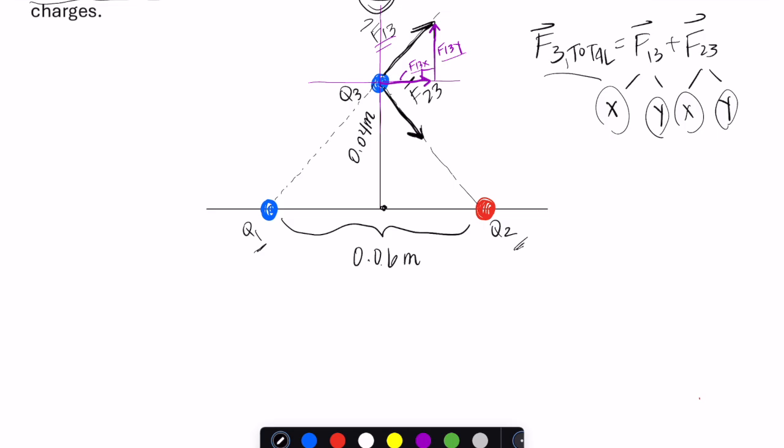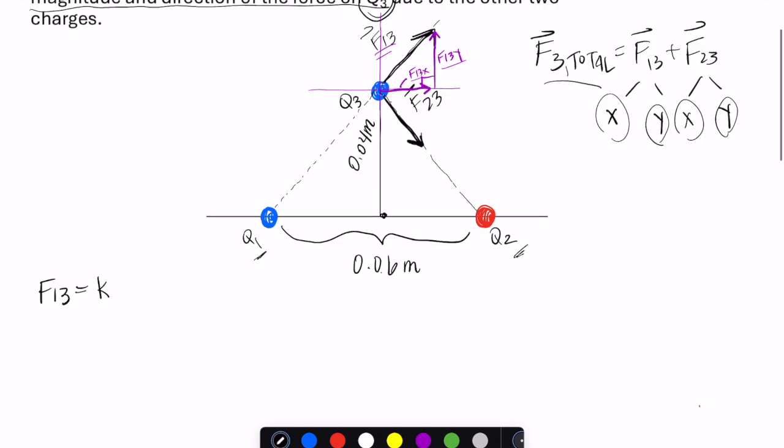So let's go ahead and find Coulomb's law, because then that's going to bring us closer to being able to find the component. So let's use Coulomb's law to find the magnitude. And what that is going to give us is the hypotenuse of that right triangle, okay? So F13 is going to be K, Q1, Q3 over the distance between 1 and 3 squared. Okay, so K is 8.99 times 10 to the 9 Newton meters squared over Coulomb squared.